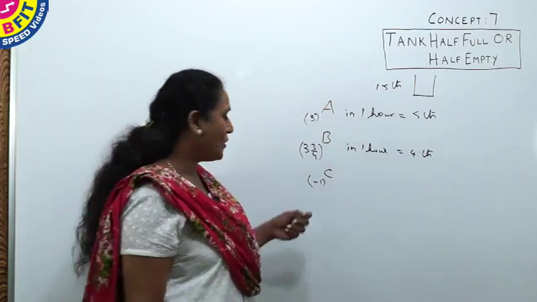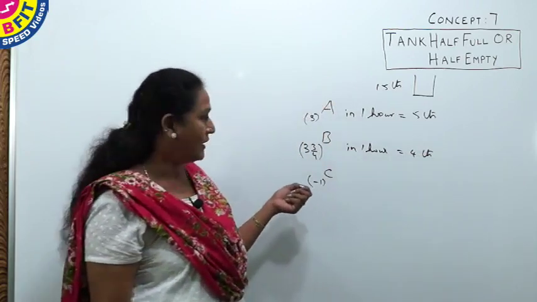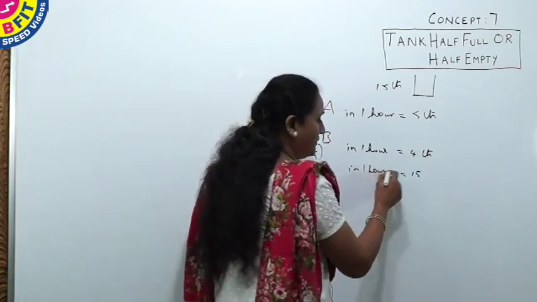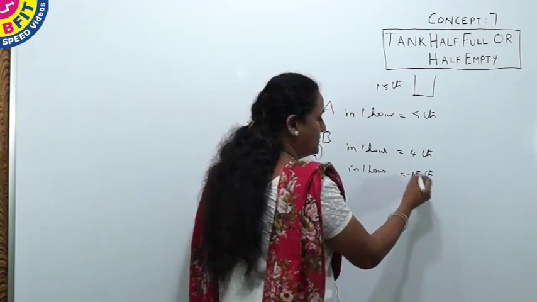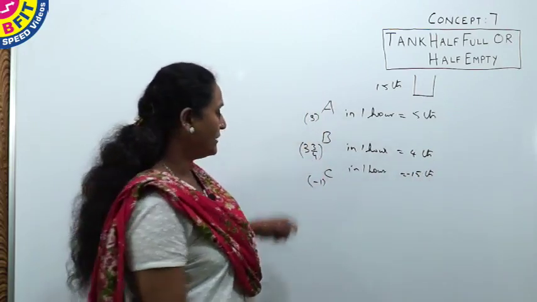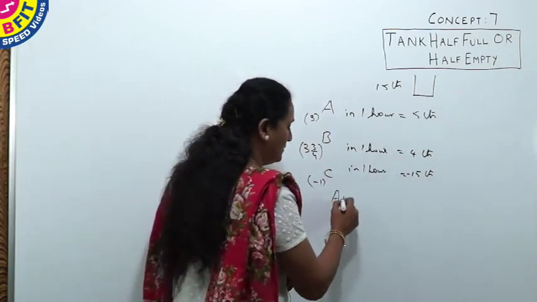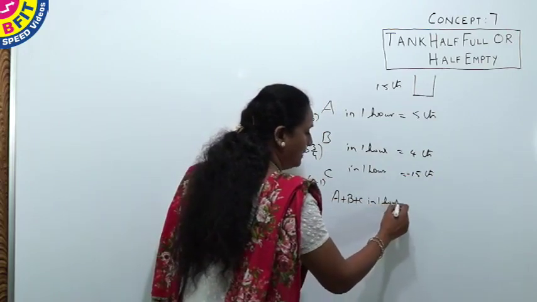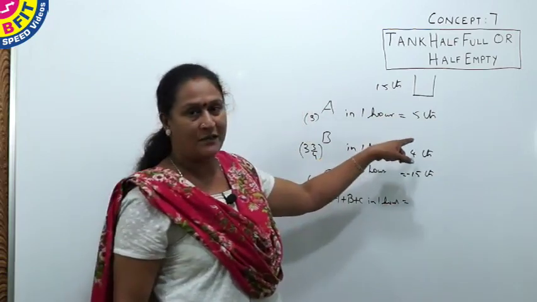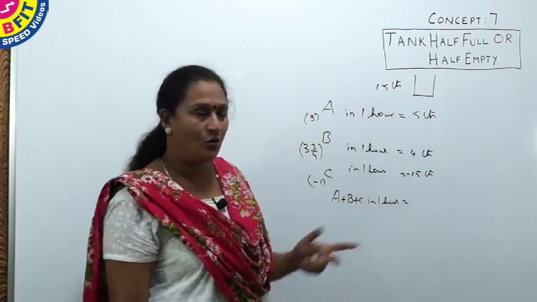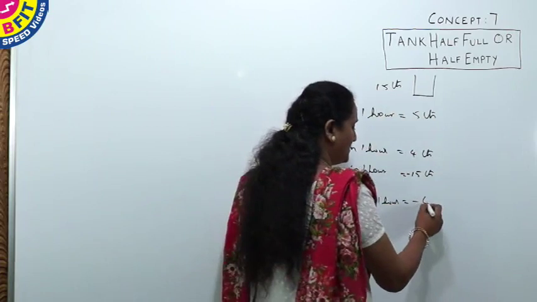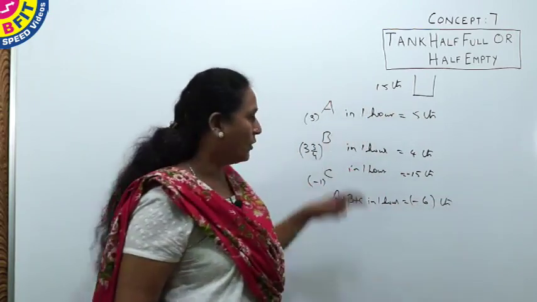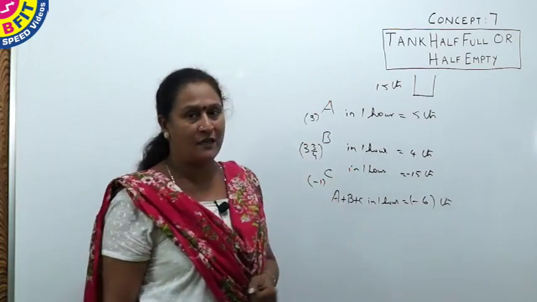And now how much water can C empty in 1 hour? In 1 hour it can empty the whole 15 liters. So it is minus. When all the 3 taps are open, how much water is there? 5 plus 4 is 9, minus 15, so no filling effect at all. So it is minus 6. It means that 6 liters is emptied by all the 3 pipes when opened together.